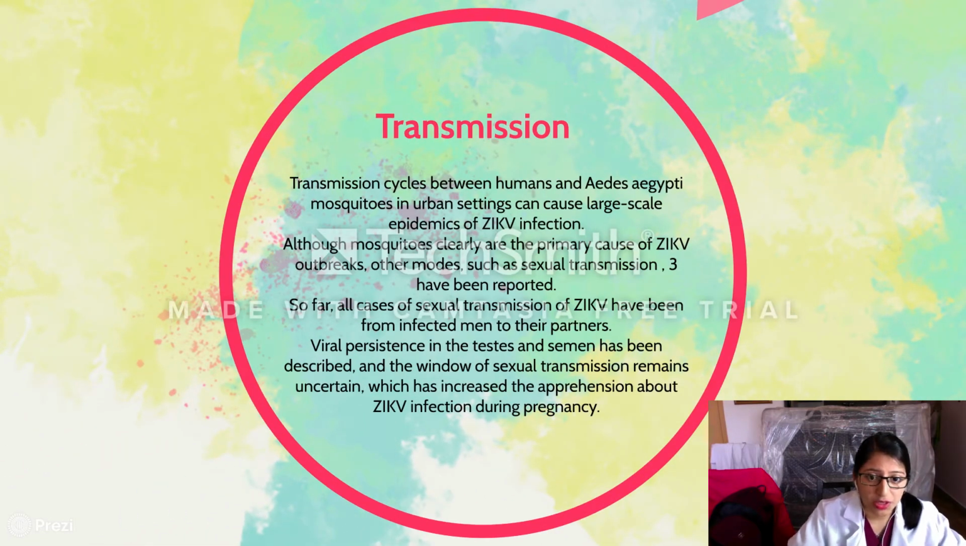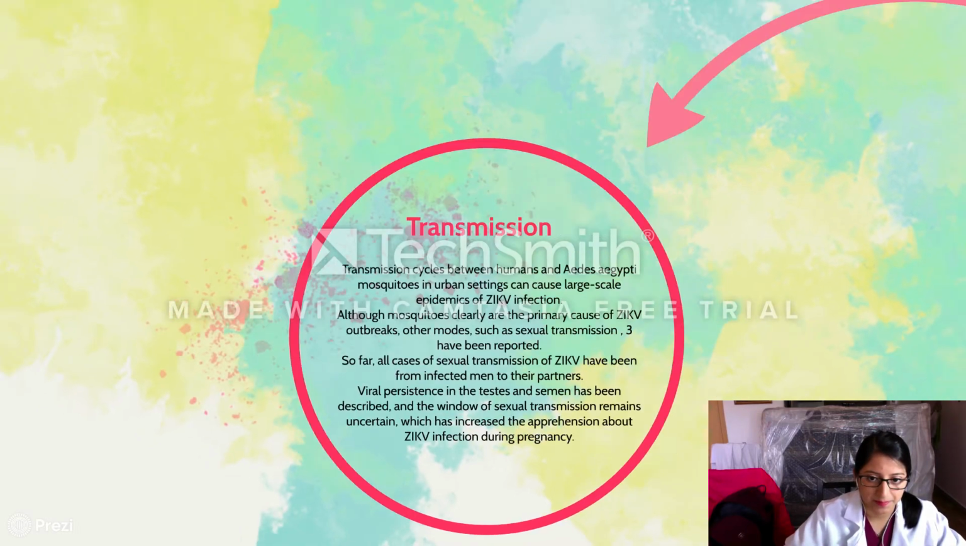Transmission: Transmission cycles between humans and Aedes aegypti mosquitoes in urban settings can cause large-scale epidemics of Zika virus infection. Although mosquitoes clearly are the primary cause of Zika outbreaks, other modes, such as sexual transmission, have been reported. So far, all cases of sexual transmission of Zika virus have been from infected men to their partners. Viral persistence in the testes and semen has been described, and the window of sexual transmission remains uncertain, which has increased the apprehension about Zika virus infection during pregnancy.